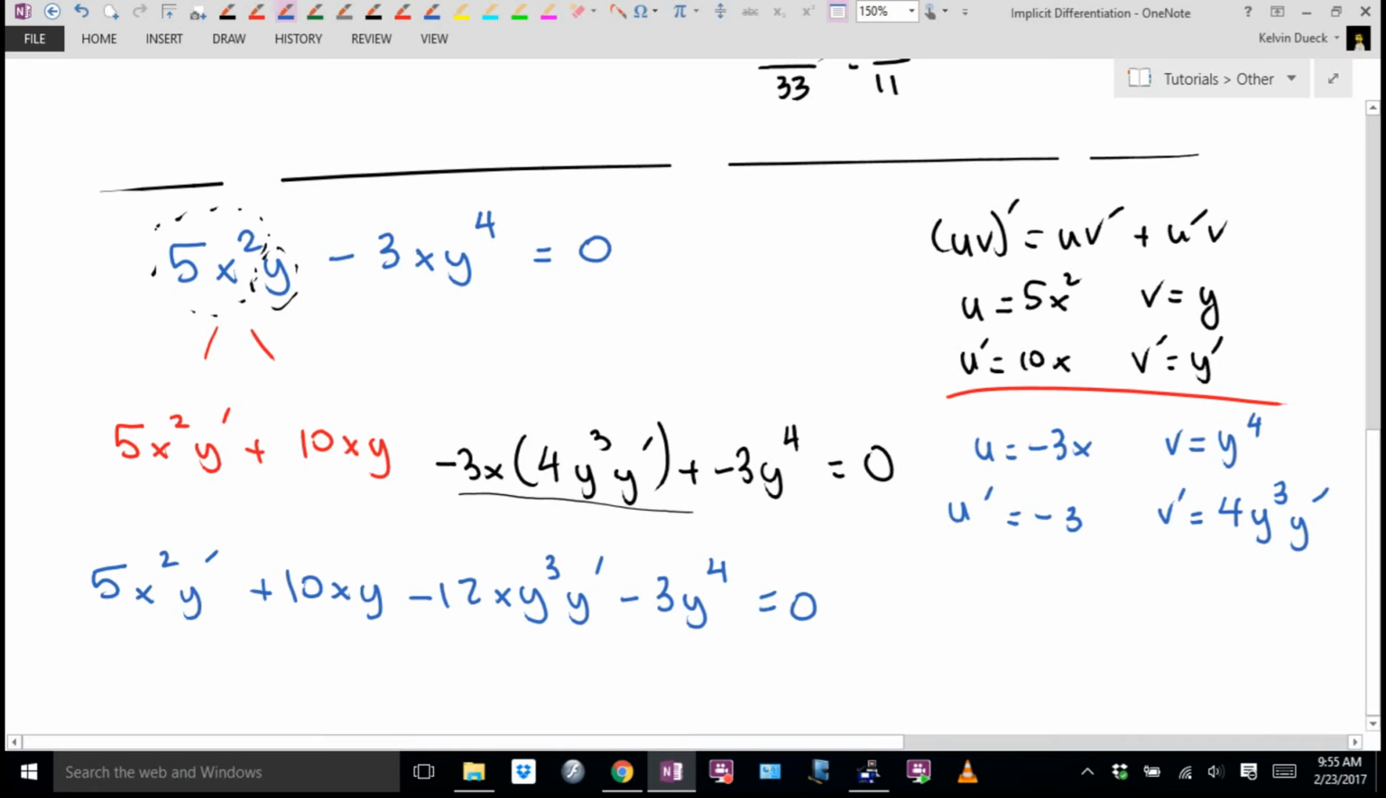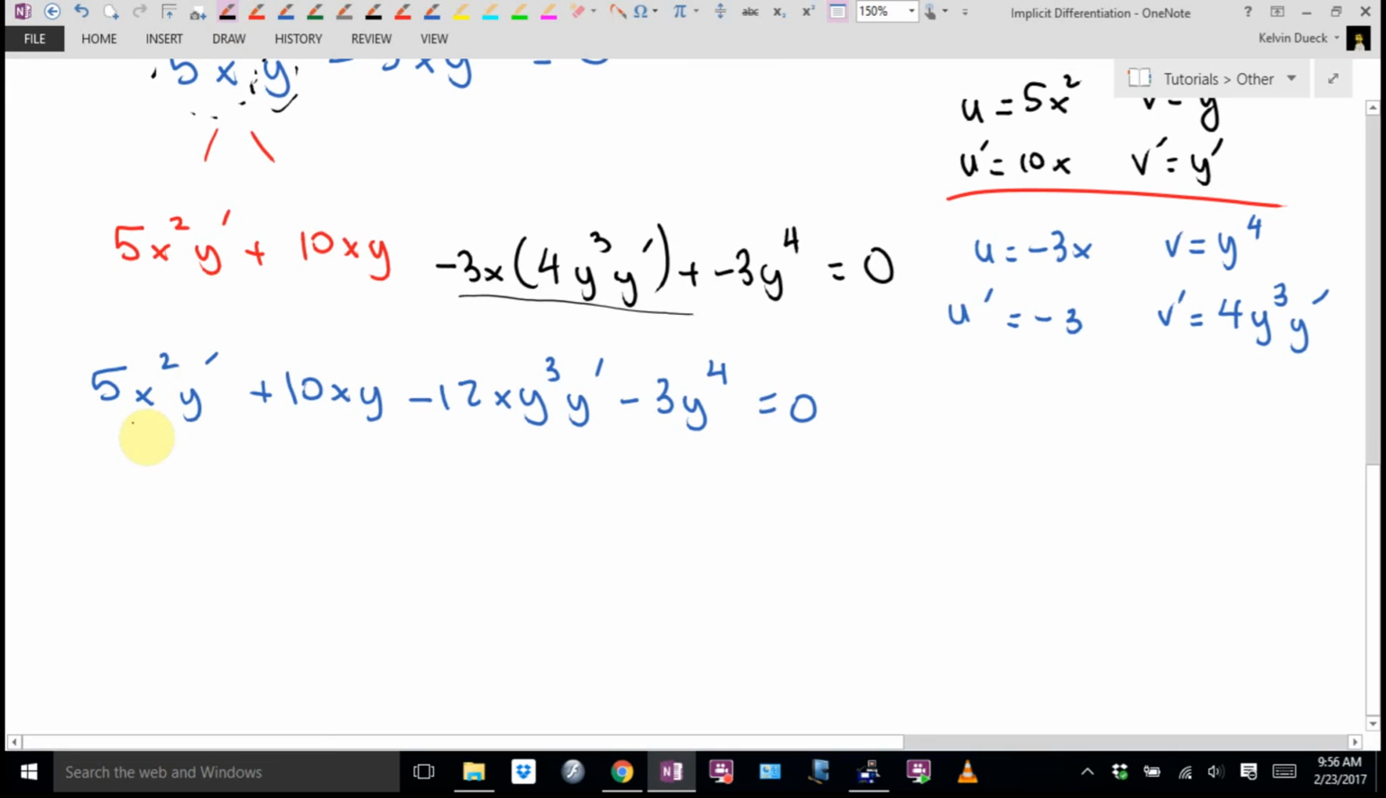Ready? I've snuck this in physics too. How many y primes are there in my equation? How many would I prefer? You know what? Let's get them to the same side. Actually, I'm going to leave the y primes where they are and then move the other stuff over. We've done this before in physics too. So I'm going to have the 5x squared y prime drop down like a domino and the minus 12xy cubed y prime drop down like a domino. And on the other side, I'm going to have a positive 3y to the 4th and a negative 10xy.